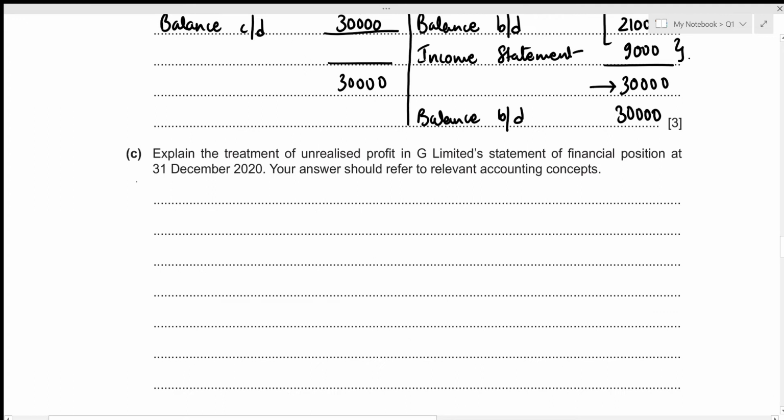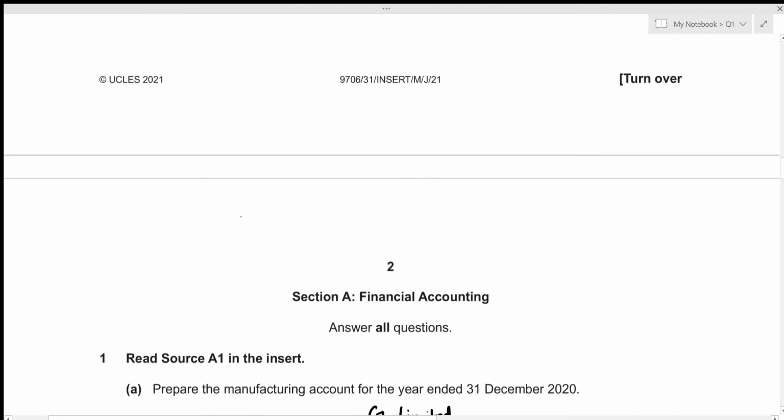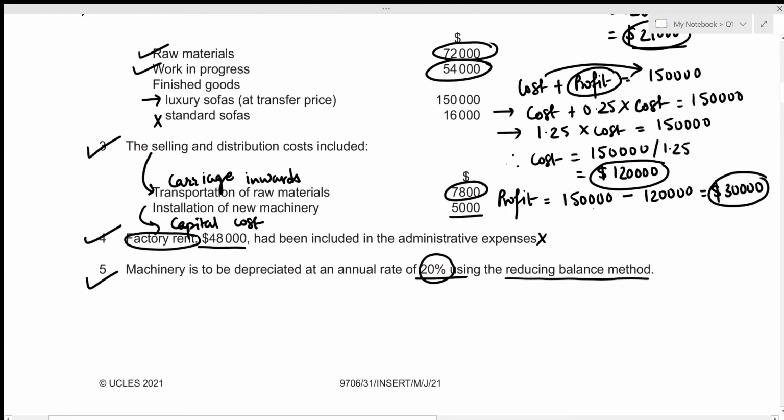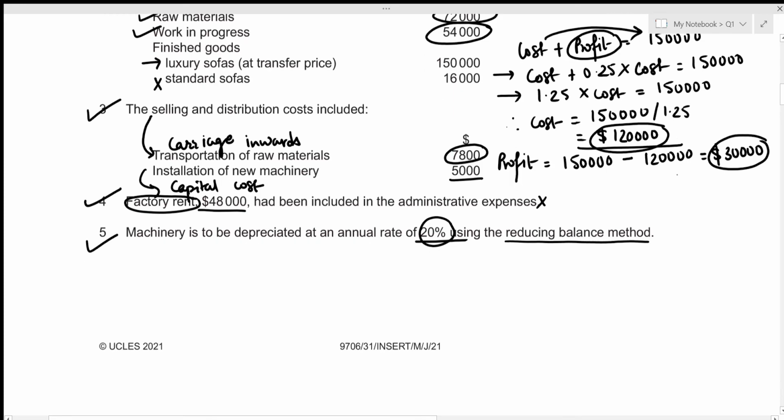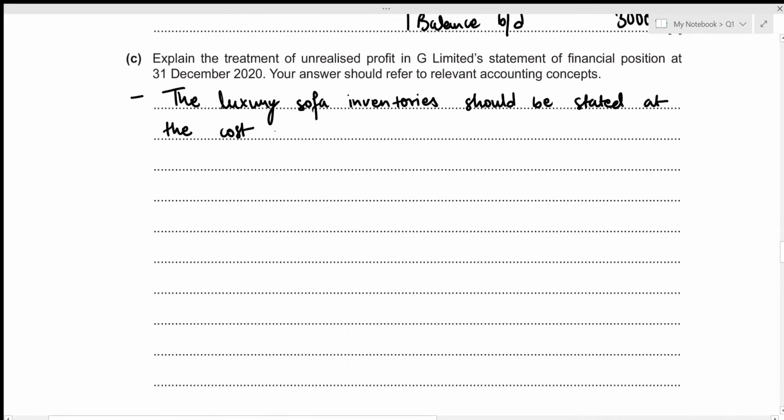Let's write it down. So the luxury sofa inventories should be stated at the cost. Now we already figured out our cost above, so let's have a look there. So the cost should have been that of 120,000. Let's include it as well. The cost of 120,000.